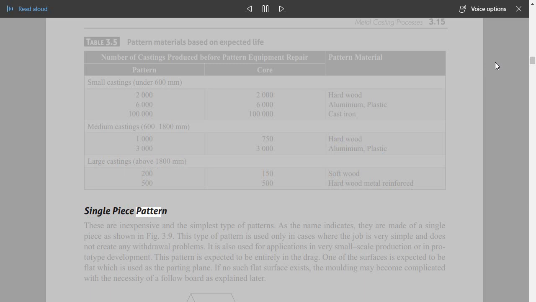Single piece pattern. These are inexpensive and the simplest type of patterns. As the name indicates, they are made of a single piece as shown in Fig. 3.9. This type of pattern is used only in cases where the job is very simple and does not create any withdrawal problems. It is also used for applications in very small scale production or in prototype development.